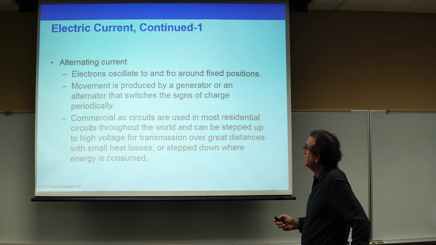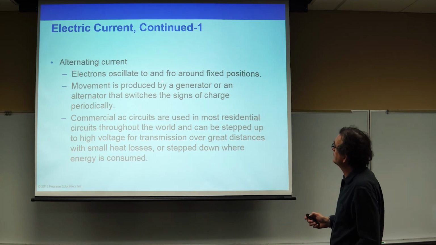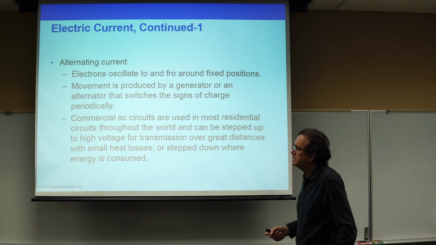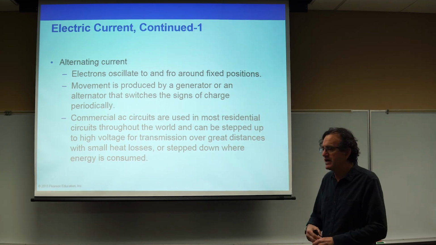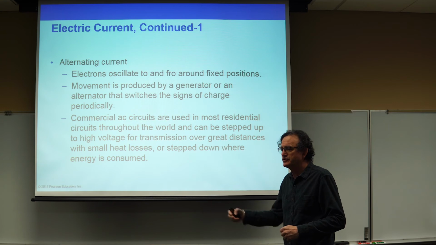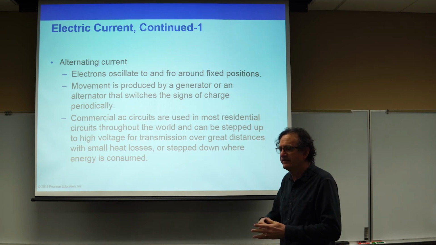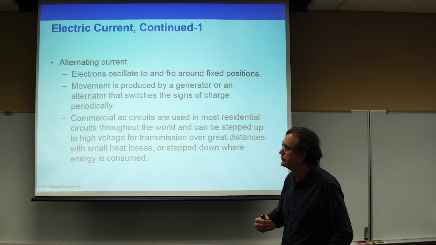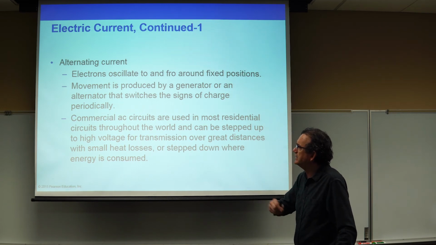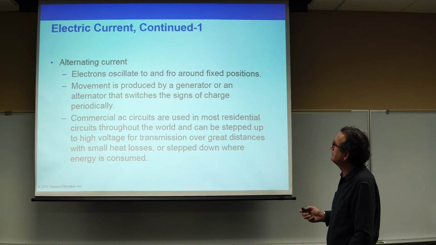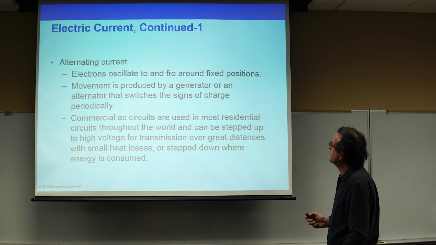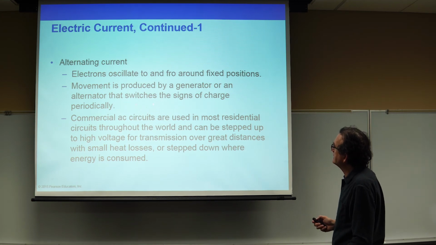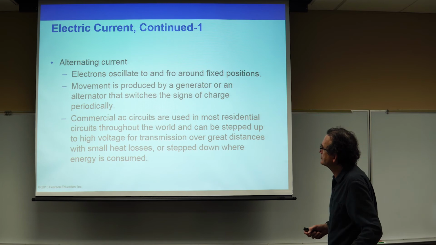In alternating current, electrons oscillate to and fro around a fixed position. And the reason is very simple. If I apply a positive voltage, we send them in one direction, but immediately thereafter, before they've had a chance to move very far, we switch the voltage, and now they come back the other direction. And so they simply oscillate back and forth around a fixed position. The movement is produced by a generator or an alternator that switches the sign of the charge periodically.